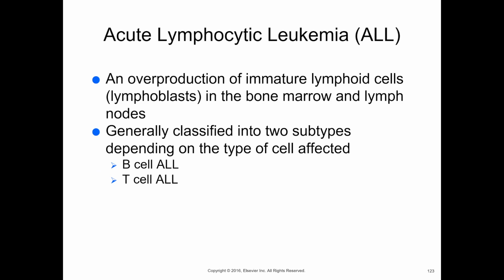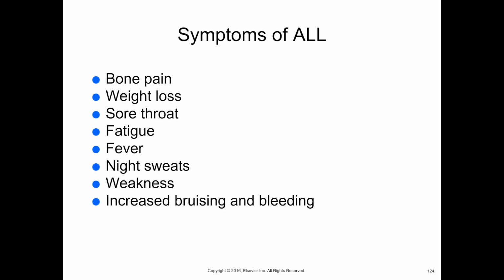Acute lymphocytic leukemia. This is the most common childhood leukemia, but it still does occur in adults up to 20% of the time. You get an overproduction of your lymphoid cells, which are essentially your B and T cells. It will be subclassed based on whether it's B or T cell ALL.